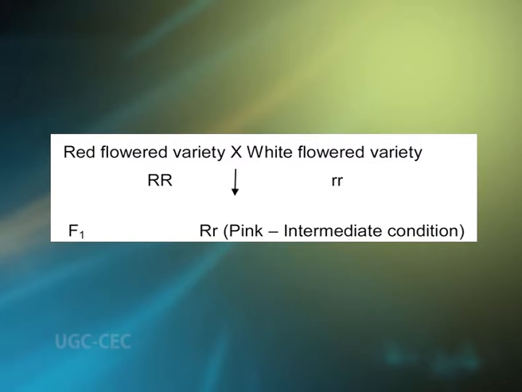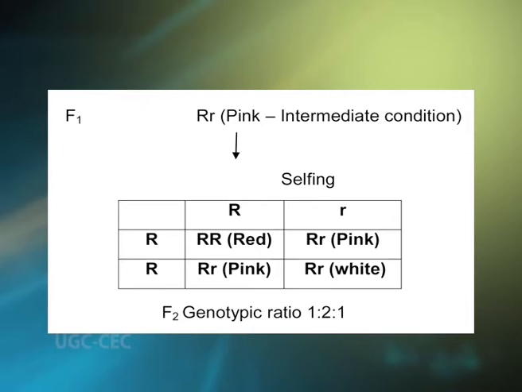The genotype is capital R, small r. The F1 progeny is intermediate between the two homozygous parents, that is red and white. This type of inheritance pattern is known as incomplete dominance. When the F1 pink-flowered plants were self-pollinated, they produced red, pink and white flowered plants, and the segregation is in the ratio 1:2:1 in the F2 generation.